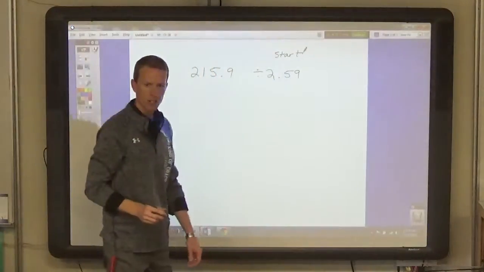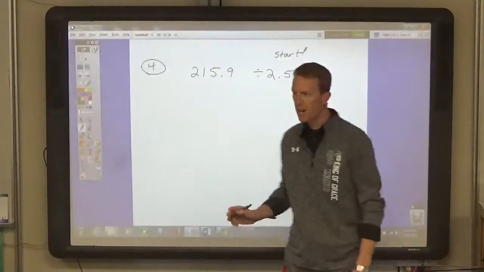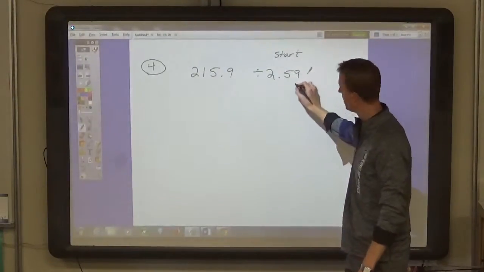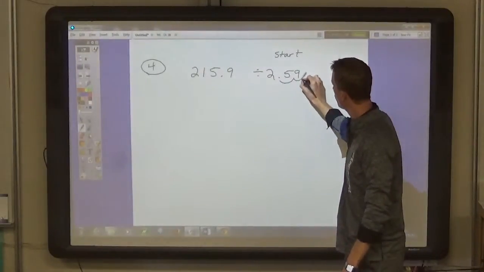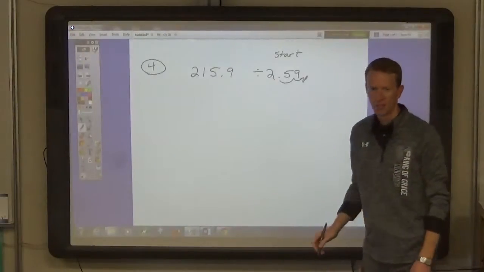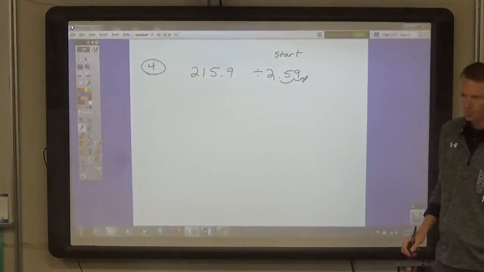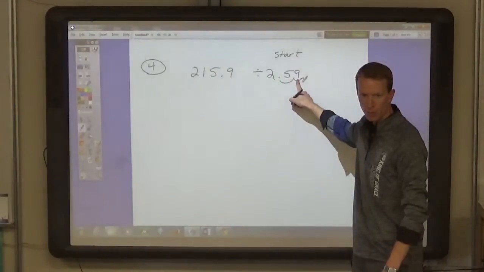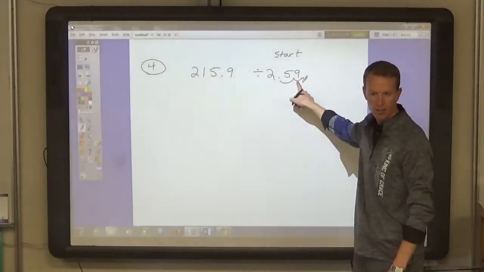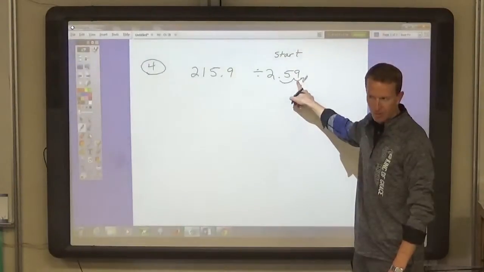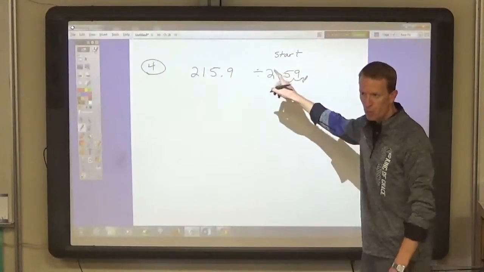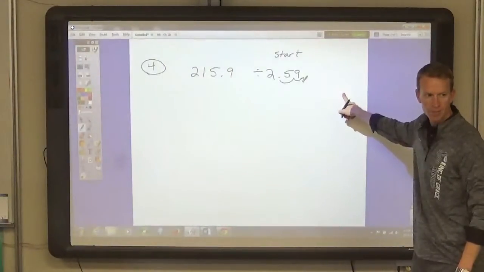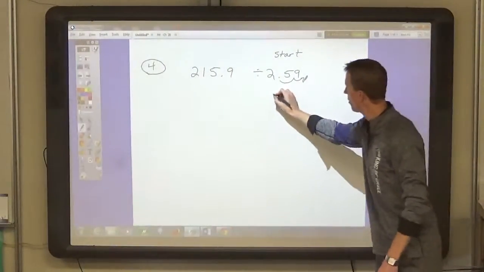Start with the divisor and move the decimal point to the end. 1, 2 places. Alright? So, what is this number now when we move the decimal point to the end? What does that number become? Emily? 259.